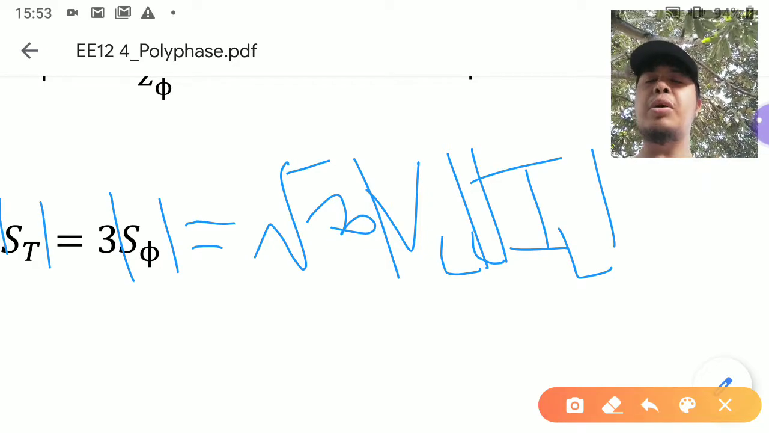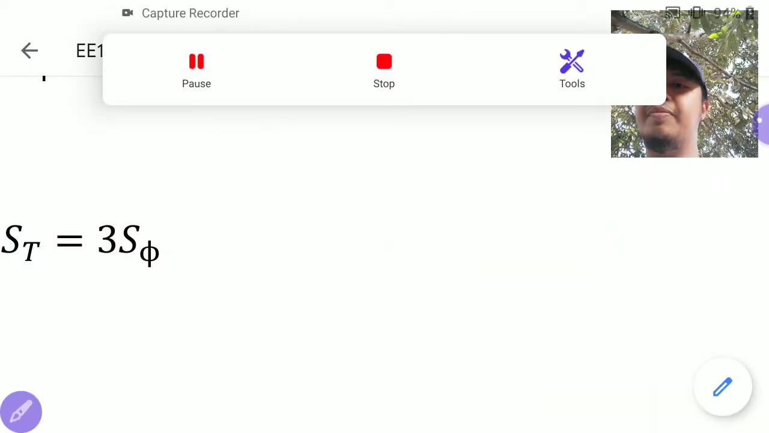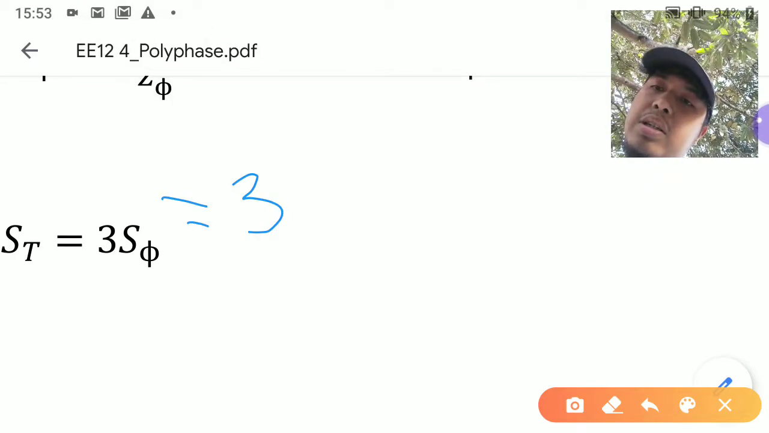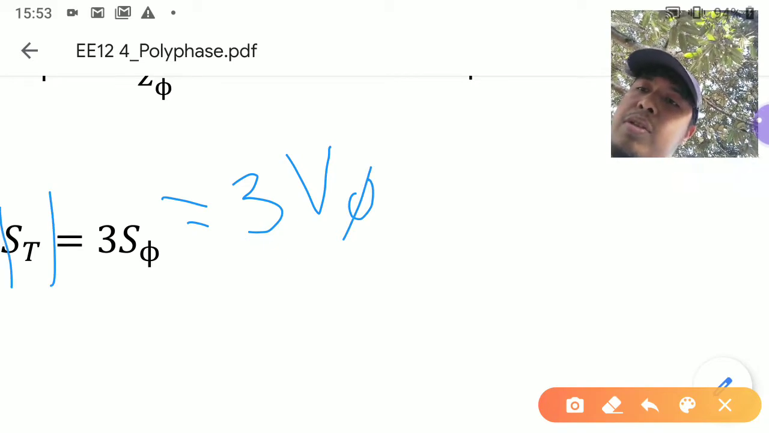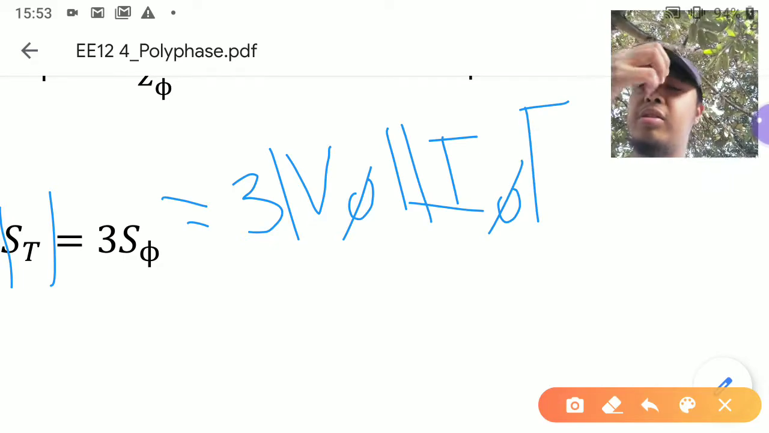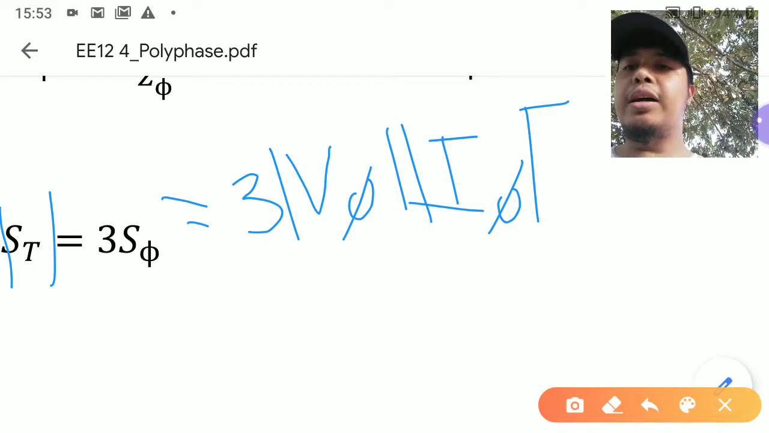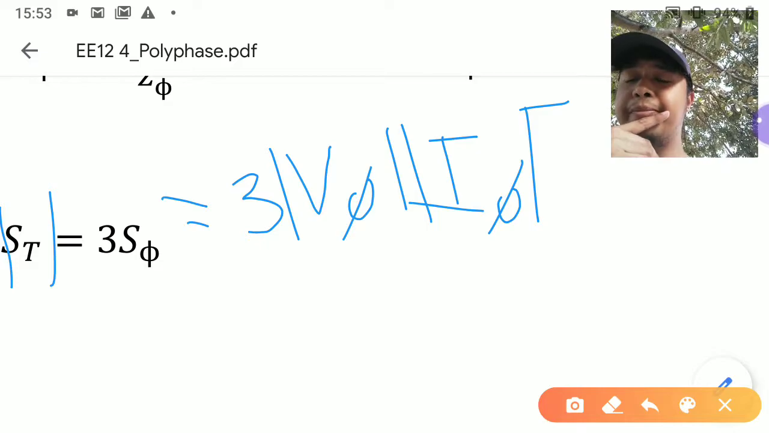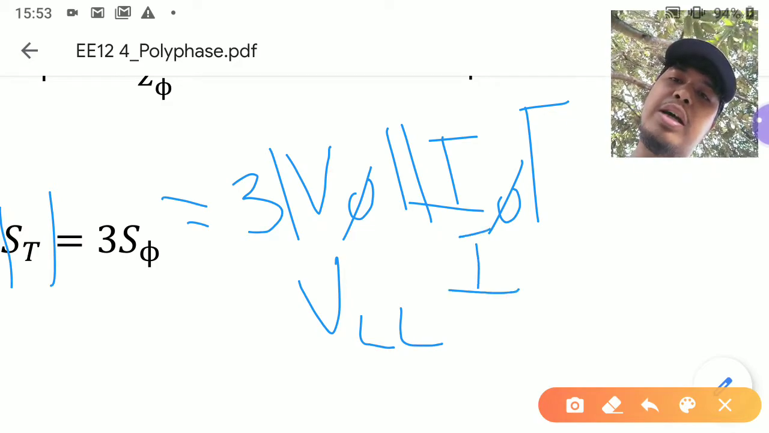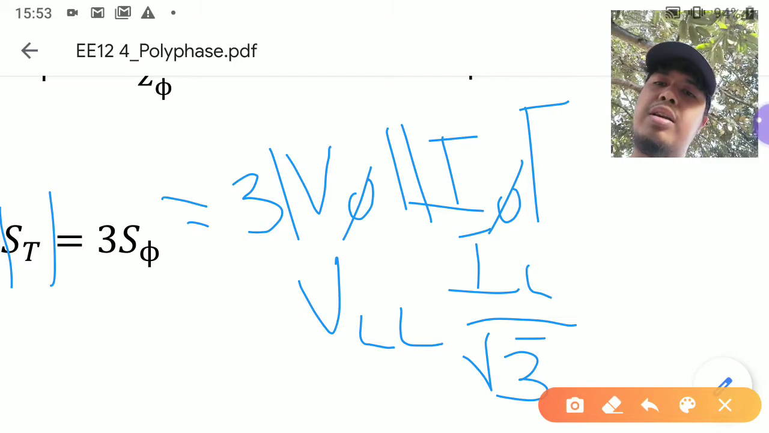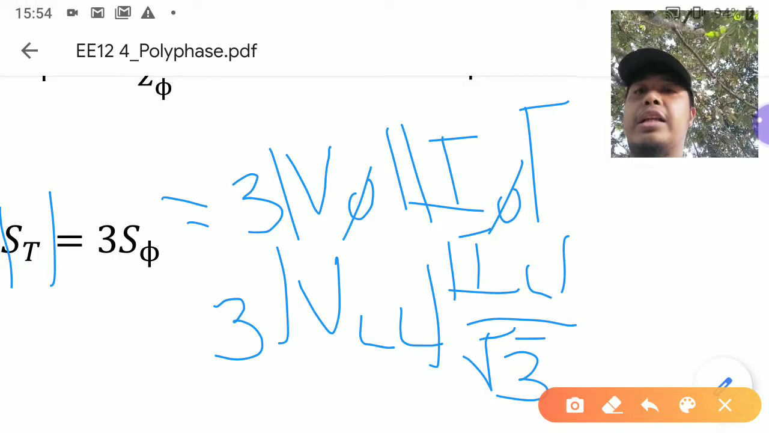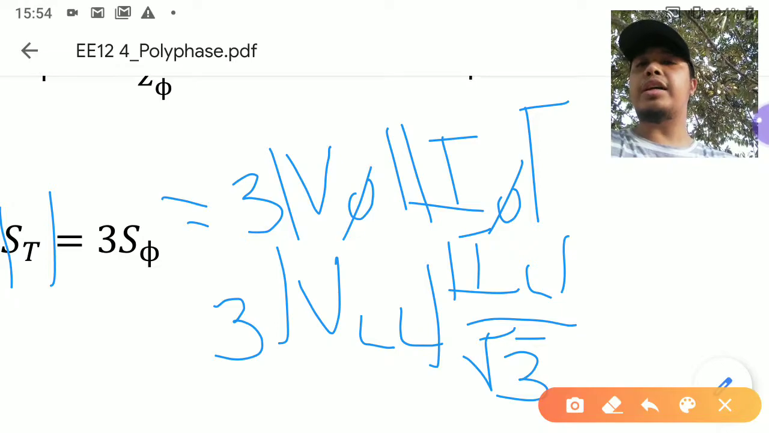Now, what if your load is in delta? So if the load is in delta, I'll rewrite the equation here. V phase I phase, again, we're talking about the magnitude, so I don't need that conjugate anymore. For delta, your V phase is equal to V line to line. However, your I phase is equal to I line over square root of 3. Again, we're talking about the magnitude. As you can see, you have the same equation as that in Y. So it doesn't really matter whether it's in delta or in Y.